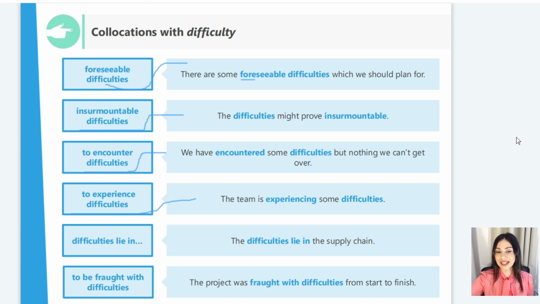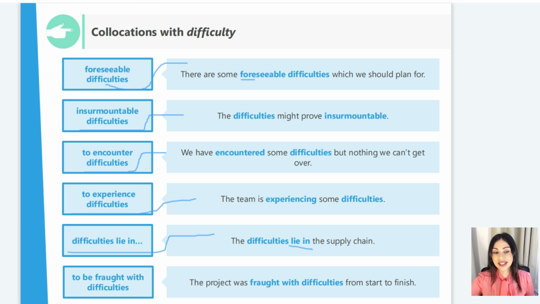The difficulty lies in, so here we're talking about a location. Where is the difficulty? How can we pinpoint it? Where can we find it in spot checking? Right, so the difficulties lie in the supply chain, or the difficulties are in the supply chain would be a less formal, less technical, and perhaps more simplistic way to explain the same thing.